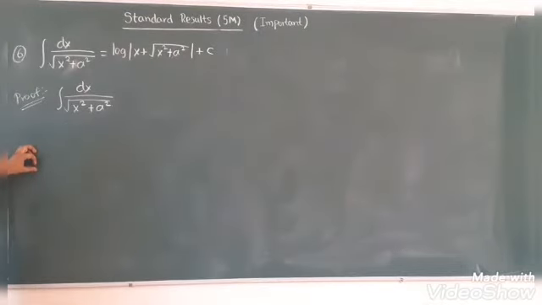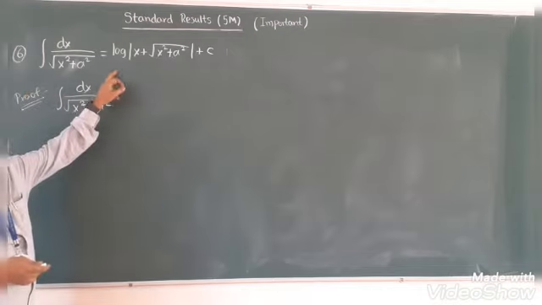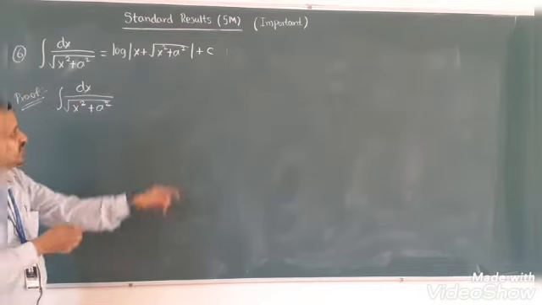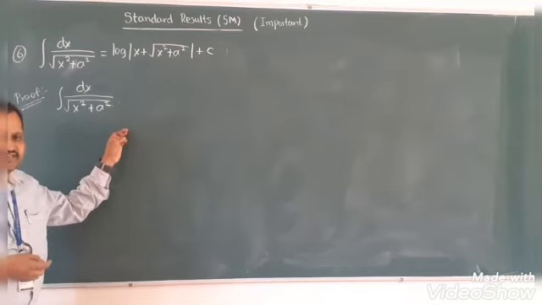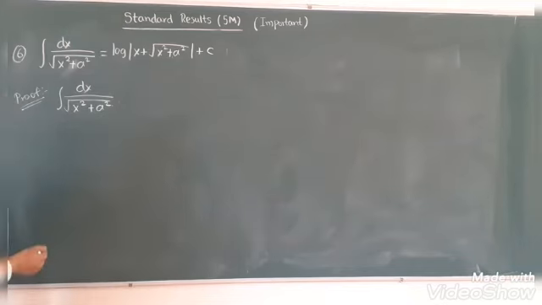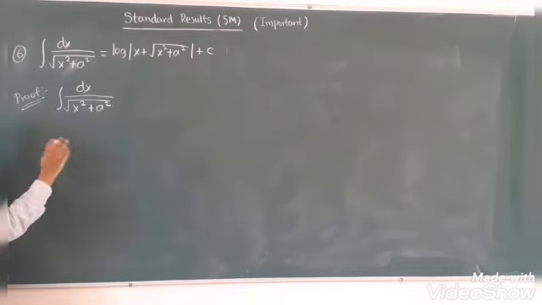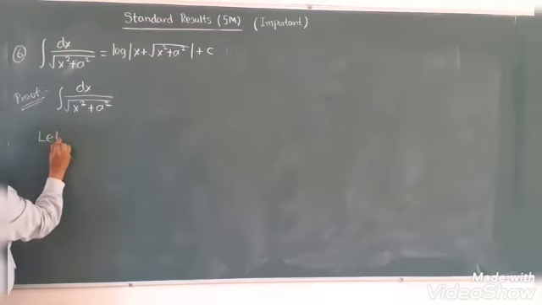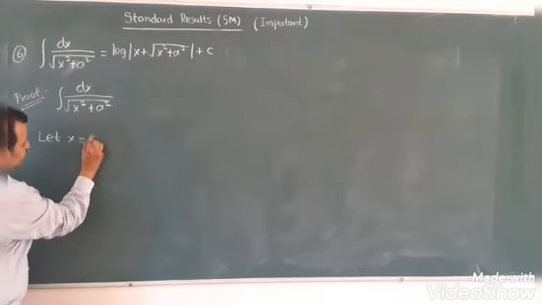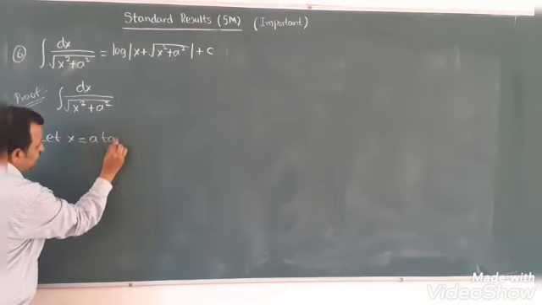Let us see the proof of the last result. Integral dx divided by root over x square plus a square equal to log of x plus root over x square plus a square plus c. The proof of this is similar to the previous one. Let us see this one. In the previous case we have taken x is equal to a secant theta. Here we will take let x is equal to a tan theta.